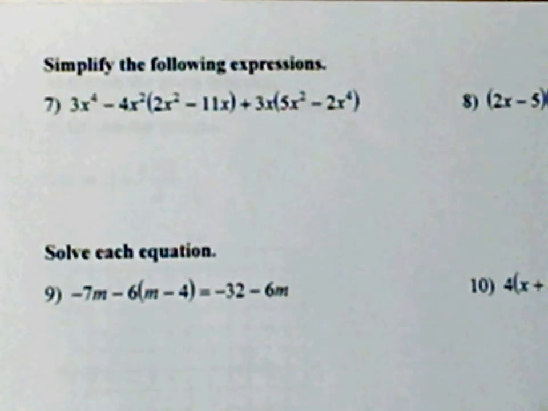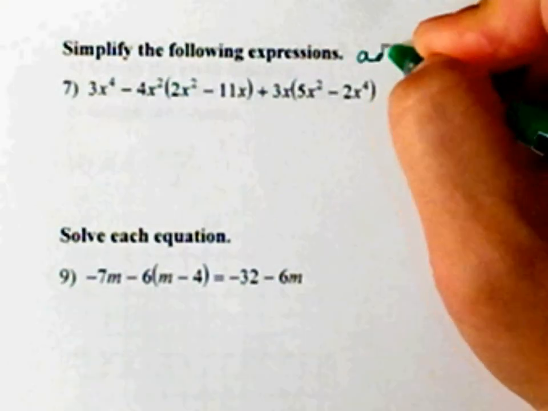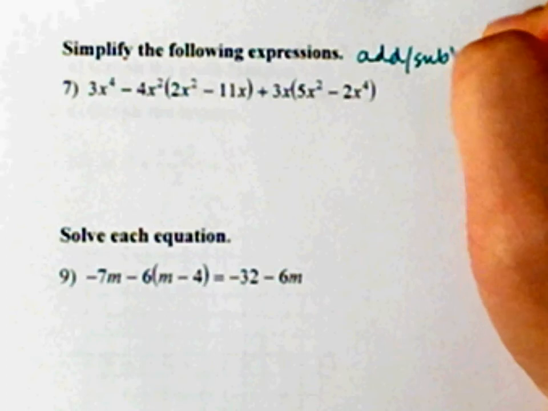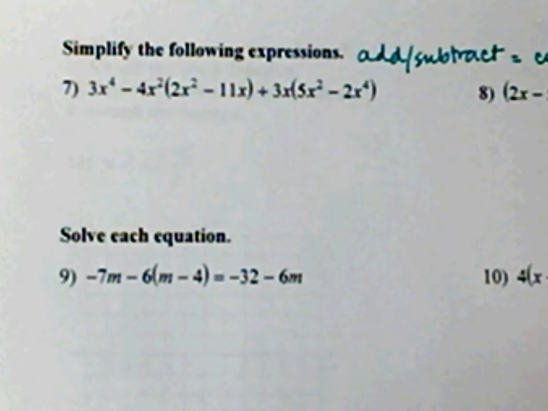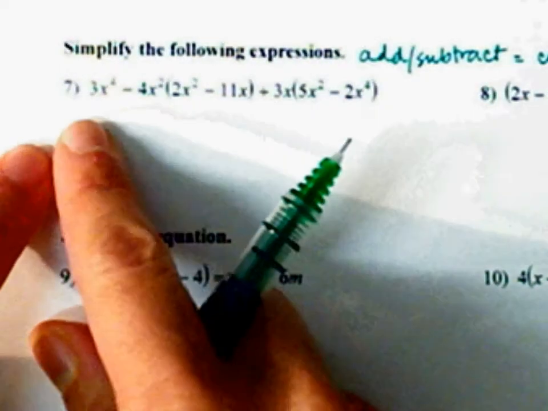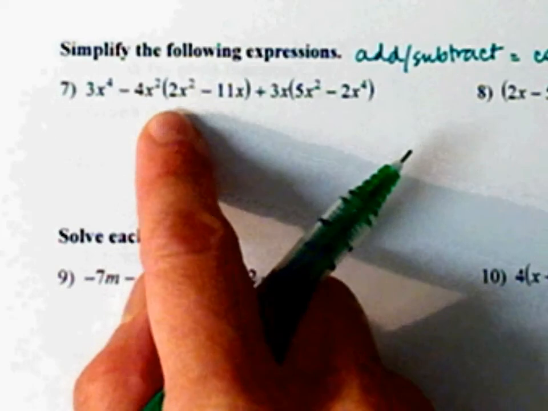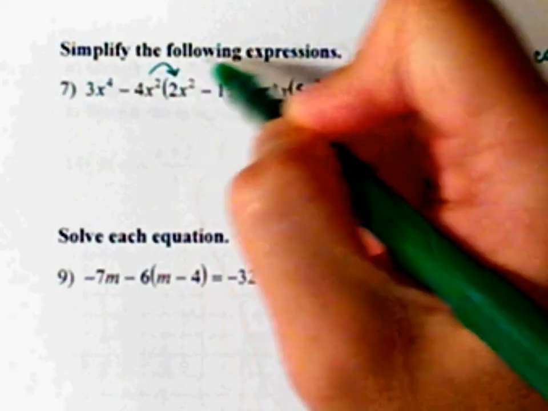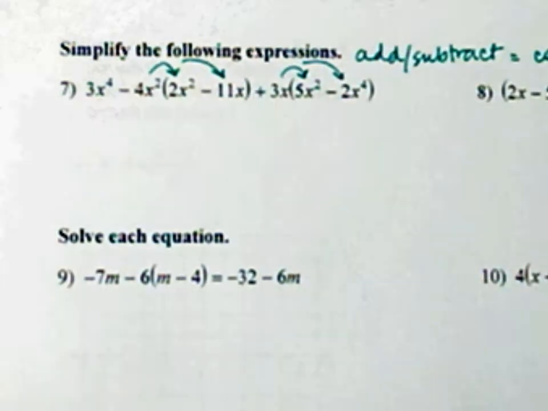On number 7, you are to simplify the following expressions. When you're simplifying, you will be adding or subtracting, okay? And to do that, they need to have like terms. So you're going to combine like terms. Now, if you take a look through the whole problem first, the first thing you see is a set of parentheses. You need to distribute before you add or subtract.